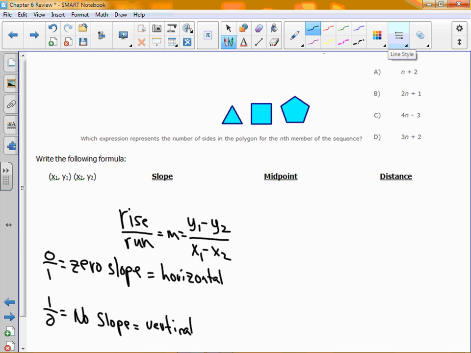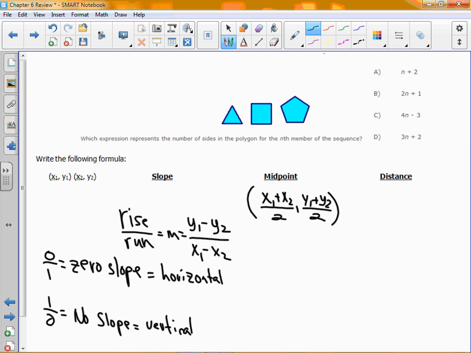So to find the value of your midpoint, you add your x's and divide by 2. Add your y's and divide by 2. Again, in just a second, and we work problems later, you're going to see the problems that I gave you on that sheet right there.